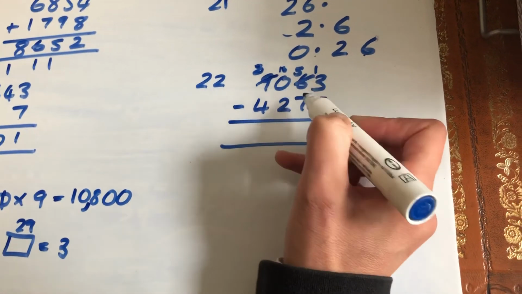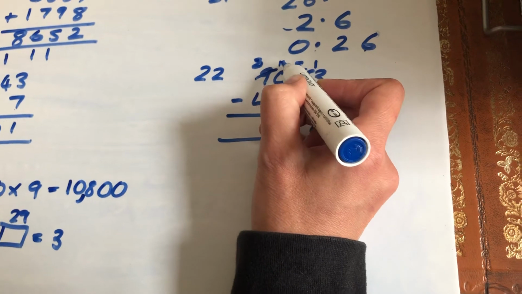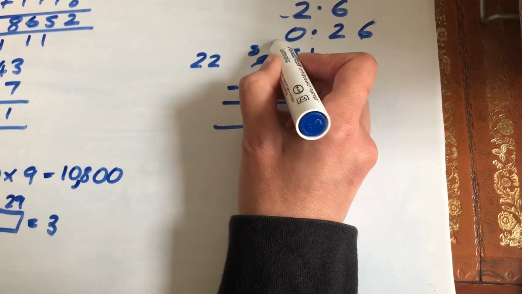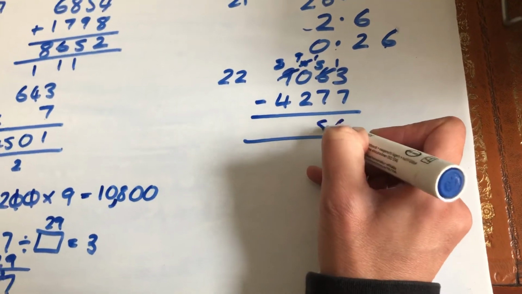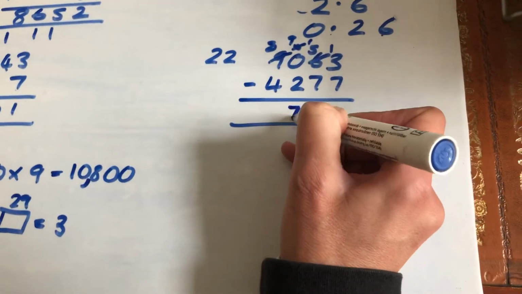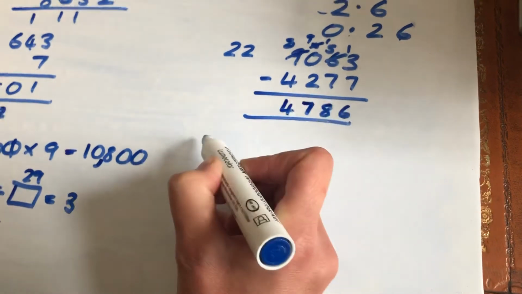I still can't do 5 take away 7, but now I've got enough here. 10 becomes a 9, and I bring 10 over. 15 minus 7 is 8, 9 minus 2 is 7, 8 minus 4 is 4.